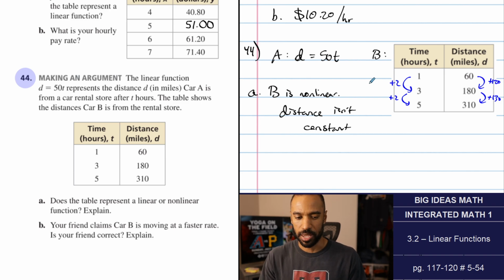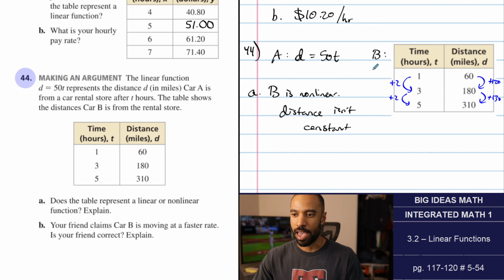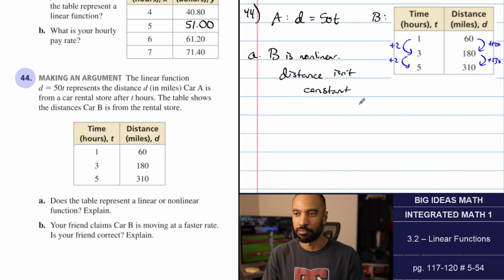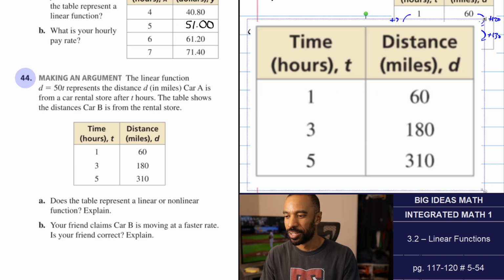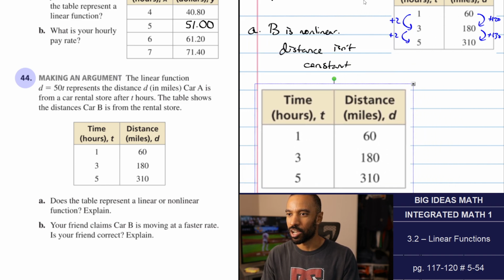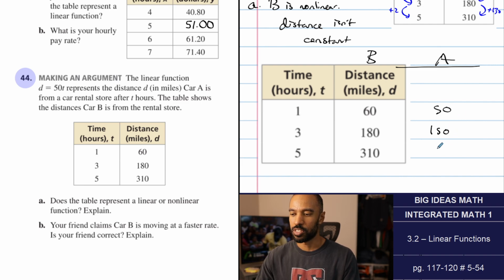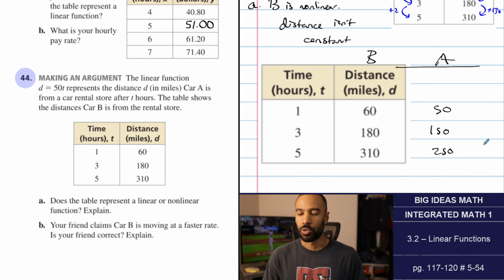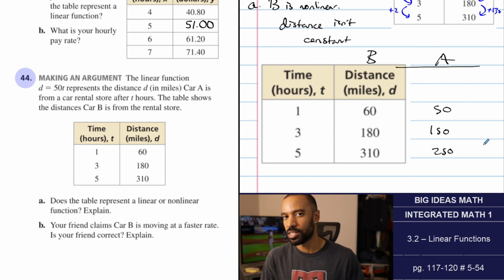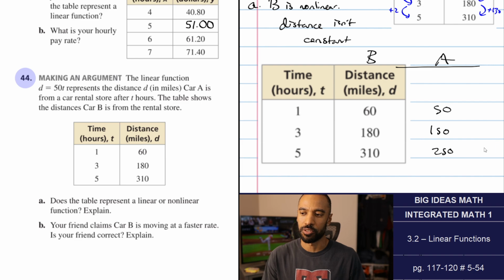Part B, your friend claims car B is moving at a faster rate. Is your friend correct? Explain. Well, 50t to me means, well, here, look, you can do this. We can create a table for hour 1, 3, and 5. Where would A be at here? I'm going to do this one more time. So here's car B's distances. Car A's distances could be here. 50 times 1 is 50. 50 times 3 is 150. 50 times 5 is 250. So B is traveling more distance at equal time than A travels in comparison.